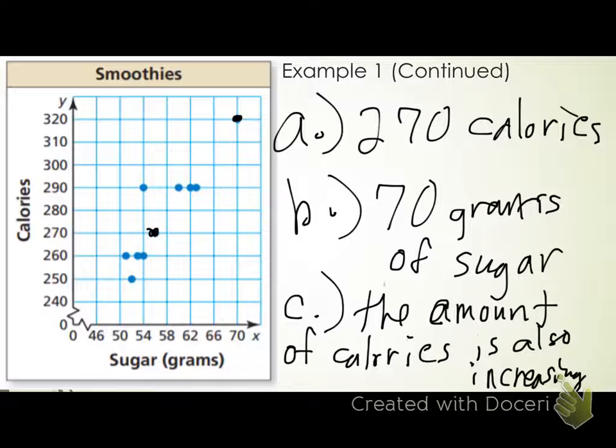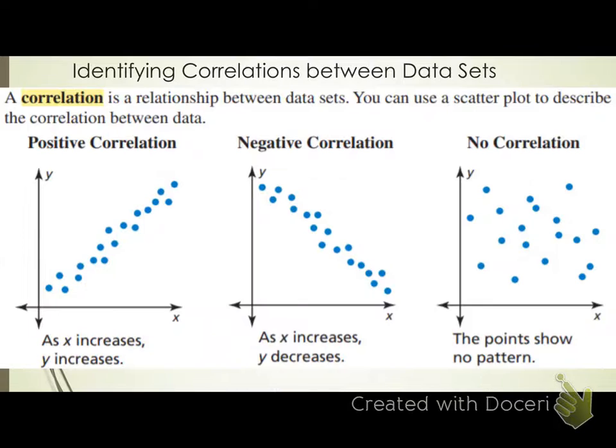Questions on example 1? Not too bad? Pretty easy? Can I move on? Identifying correlations between data sets. This is the last topic for today.